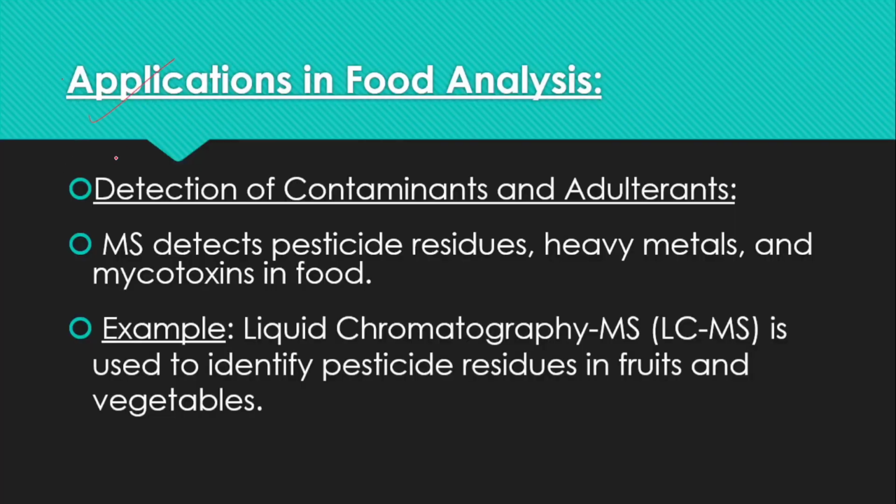Next, coming to the applications in food analysis. Detection of contaminants and adulterants. Mass spectrometry detects pesticide residues, heavy metals and mycotoxins in food. Example, liquid chromatography mass spectrometry is used to identify the pesticide residues in fruits and vegetables.